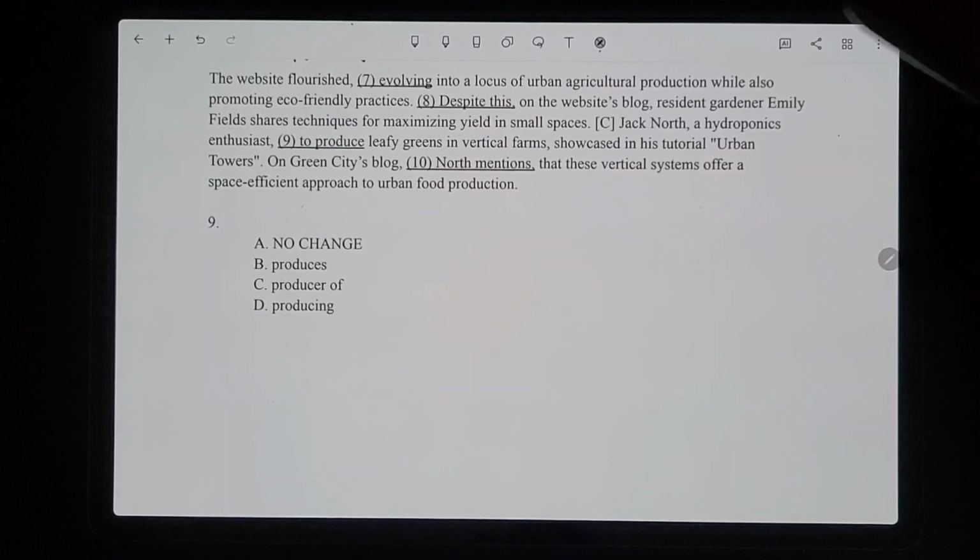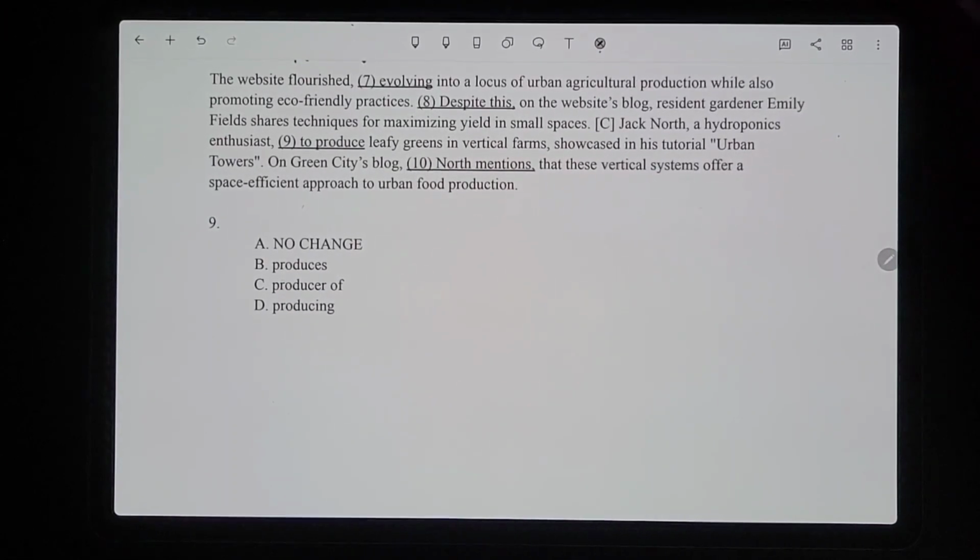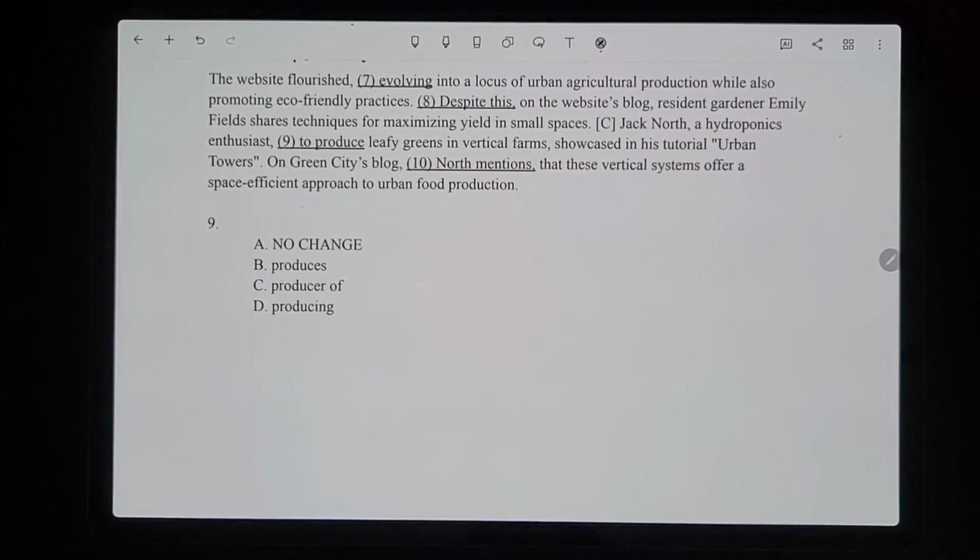So this one's not really a parallel structure question. I just put it here to make sure that students knew, just because you have commas doesn't mean that it's necessarily a parallel structure type of question.